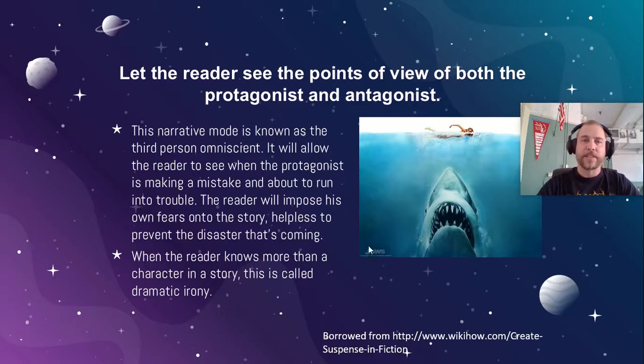Now, there's another term here called dramatic irony, and that's when you know something that the character in the story does not. Dramatic irony is one way to build suspense. You show your reader the bad things that are going to happen to your protagonist or characters before they happen, and your reader will naturally be like, oh no, no.